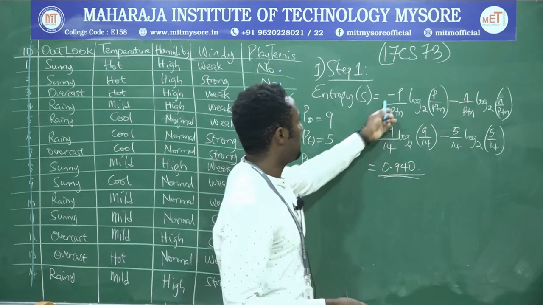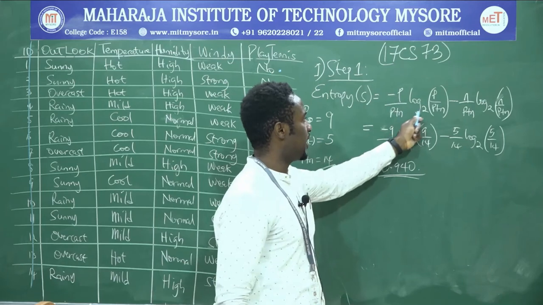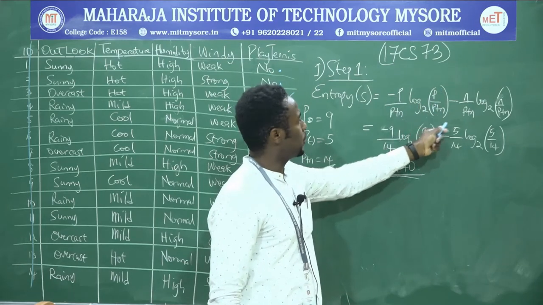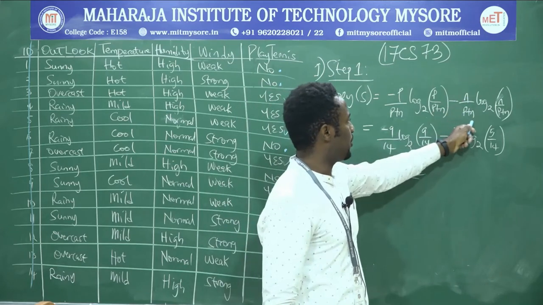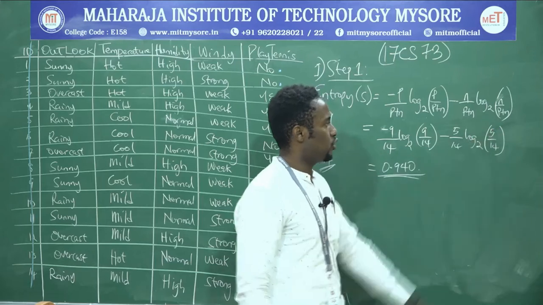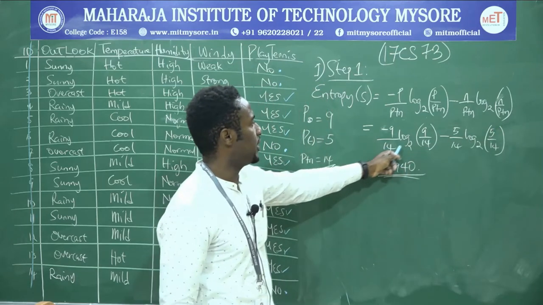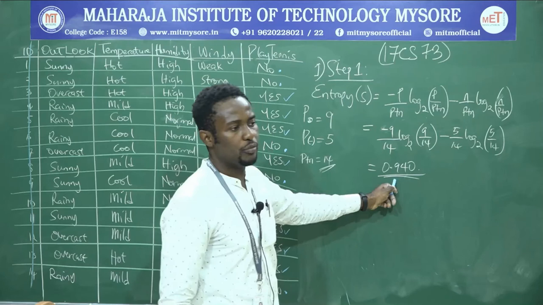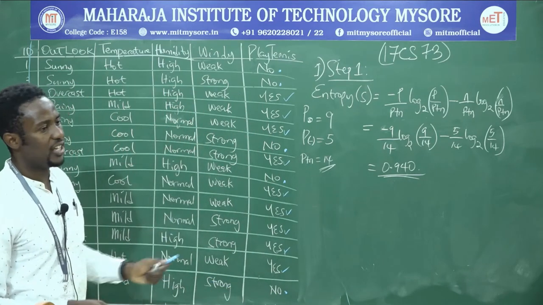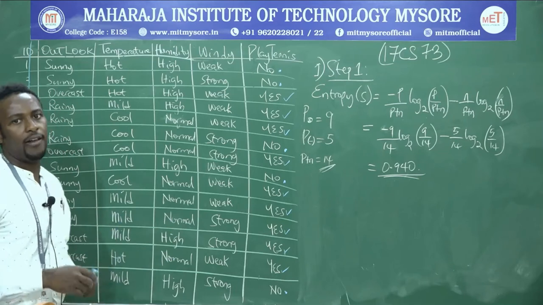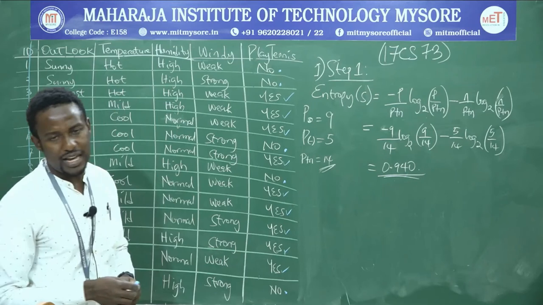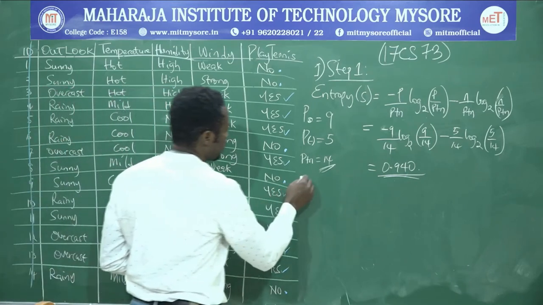So we have minus p upon p plus n into log base 2 of p upon p plus n, minus n upon p plus n into log base 2 of n upon p plus n. We solve this and get 0.940. Now, please remember this is the entropy of S. So what do we have to do next according to the algorithm? We now move to step 2.